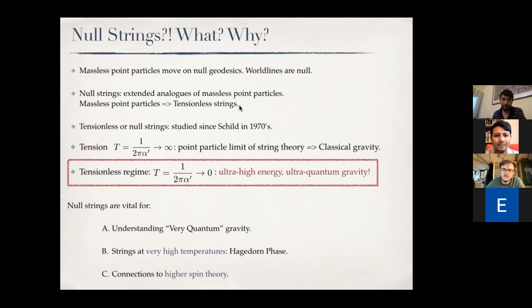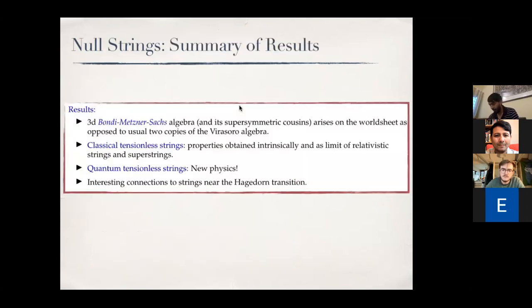In this talk, what I will be mainly aiming to do is to look at point B, which are strings at very high temperatures. Okay, so in a nutshell, what do we have? When you are looking at the symmetries on the worldsheet, the three-dimensional Bondi-Metzner-Sachs algebra actually replaces the usual two copies of the Virasoro algebra as symmetries on the worldsheet. So the classical strings can be obtained both intrinsically, I'll explain what I mean by this, or as a limit of the relativistic strings and superstrings. Quantum mechanically, there is a lot of new physics which appears, and there are interesting links, as I said, to strings that are near the Hagedorn phase transition. I hope to explain these things as I go.